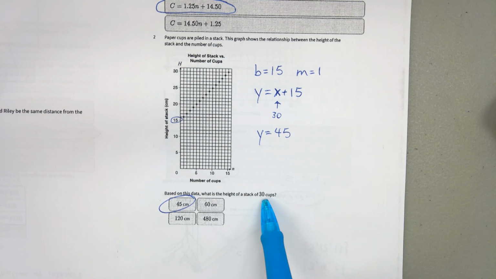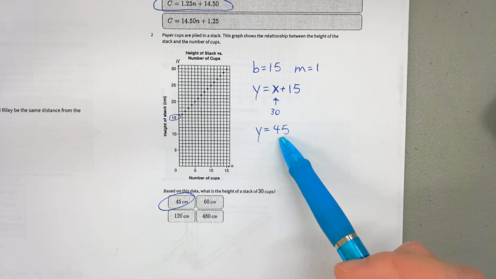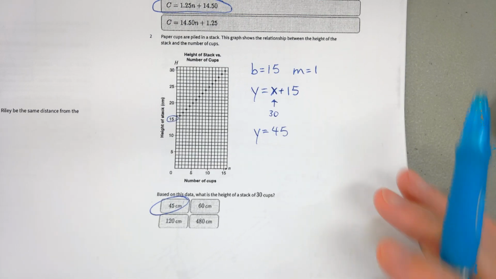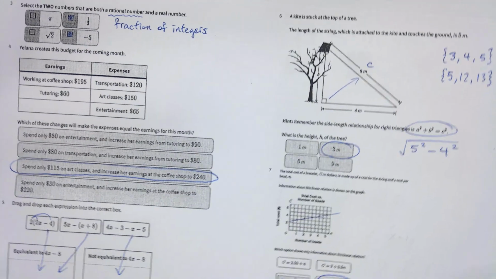You want it for 30 cups, so sub in 30 for x. So 30 plus 15, you get your answer 45. Okay. Now, page 4. So I am going to go quick because you guys have all done these 10 pages.